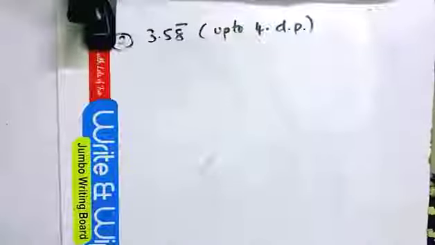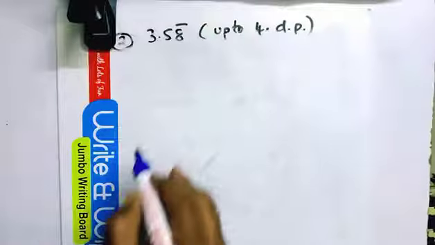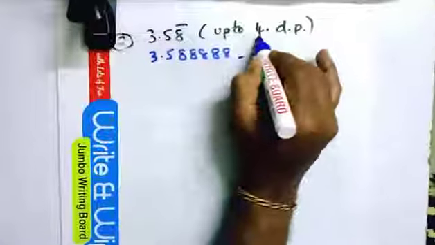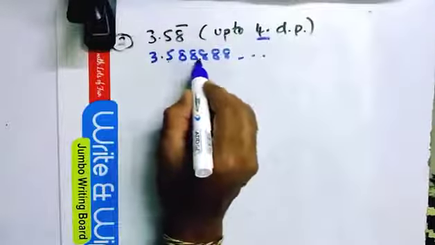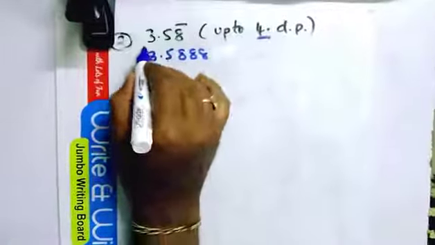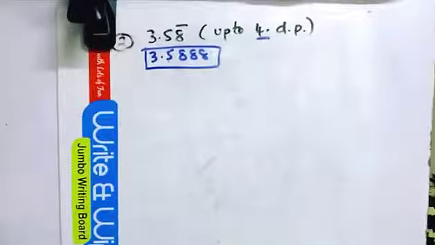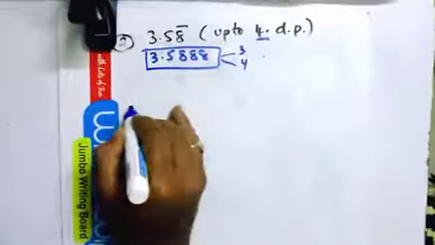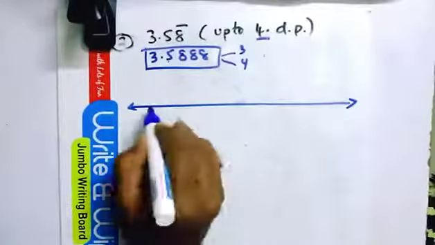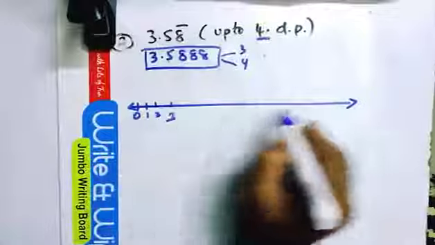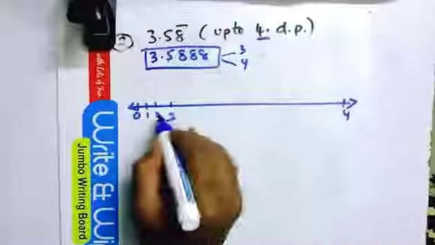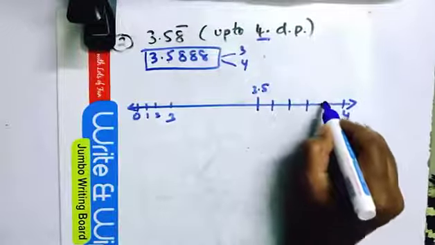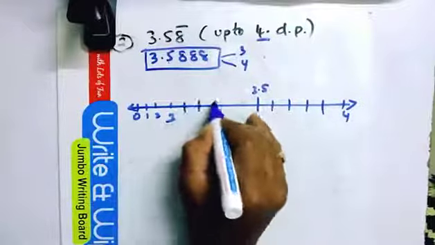Next question, we have 3.58 bar up to 4 decimal places. Why? Because 3.58 bar means 3.5888, and so many 8s will be there, but we require 4 decimal places, 1 2 3 4. So we are representing 3.5888 on the number line. Now where will you get 3.5? Between 3 and 4. So draw the number line from 3 to 4, that is 0 1 2 3, and expanding 3 and 4 only, this will become 3.5, 3.6, 3.7, 3.8, 3.9, 4, 3.1, 2, 3, 4, 5.